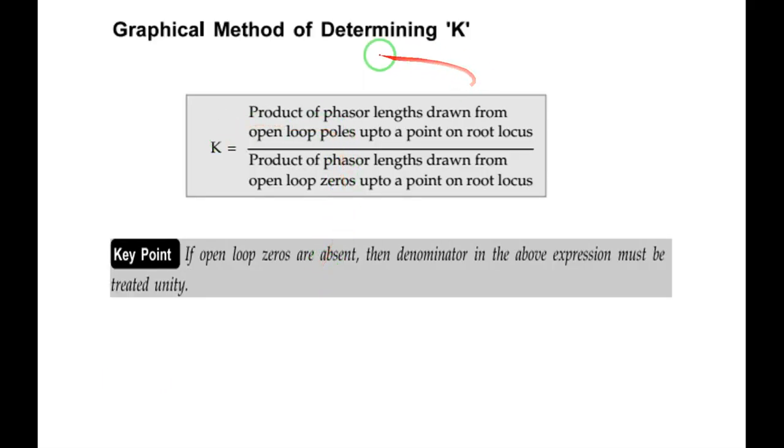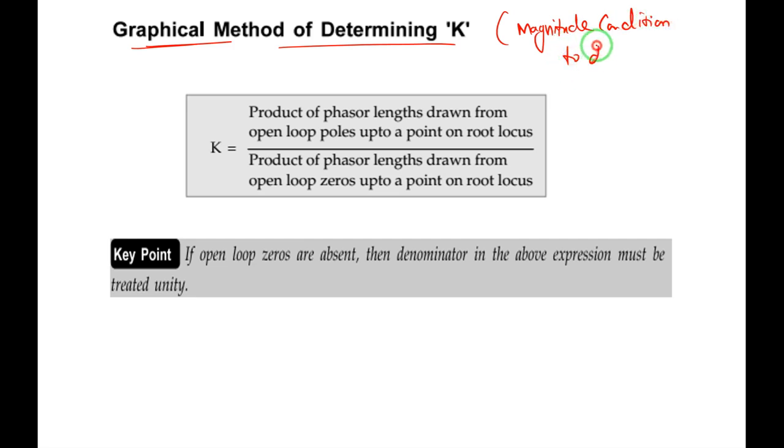Okay, just now we have seen the magnitude condition in order to determine the value of k. Next we'll see the graphical method of determining the value of k. One thing we have seen is the magnitude condition, right? The alternative method is the graphical method. Okay, how to find out?